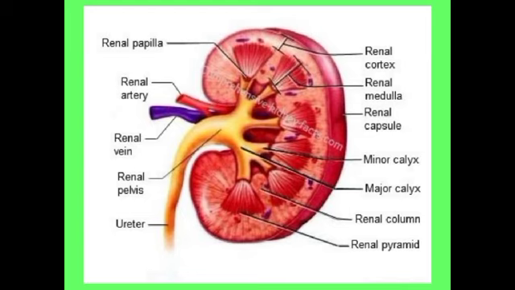We also have the renal artery, which takes blood inside the kidney, and the renal vein, which takes blood away from the kidney. And we've got the renal pelvis, the funnel-shaped structure which acts as a receptacle of urine. And we've got the ureter here, that carries urine from the kidney to the bladder, a temporary reservoir of urine.